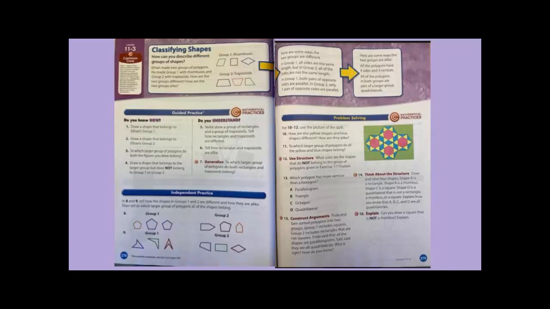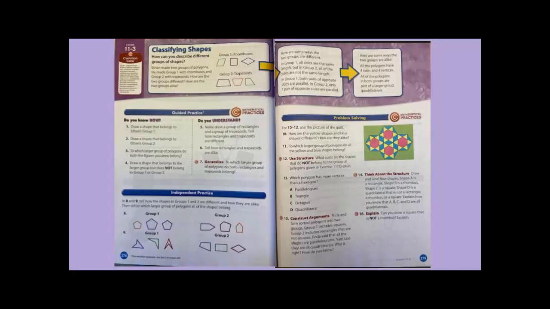Let's read the story to set the standard and the background for the lesson. Ethan made two groups of polygons. He made group 1 with rhombuses and group 2 with trapezoids. How are the two groups different? How are the two groups alike? Look at the very top portion of this page. You will see group 1 with the rhombuses and group 2 with the trapezoids.